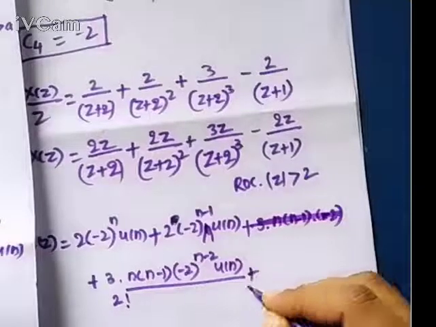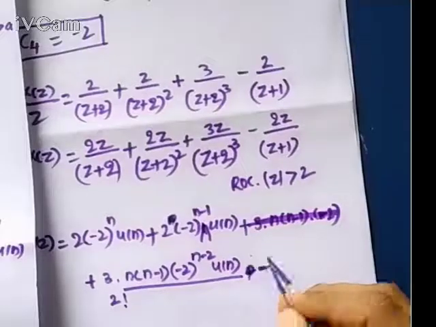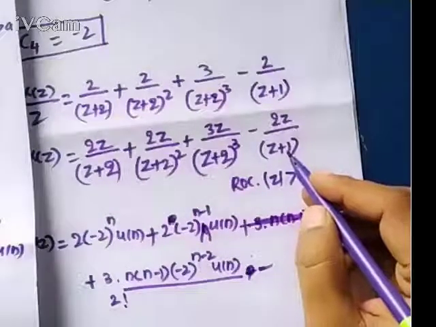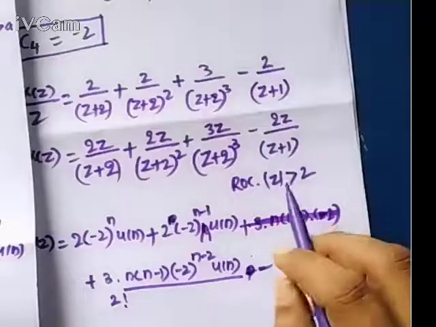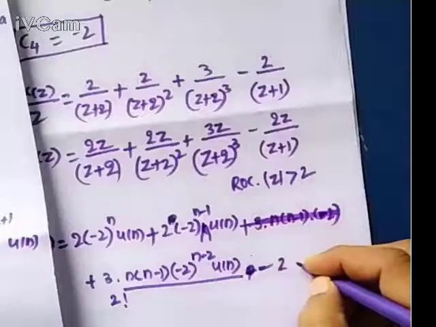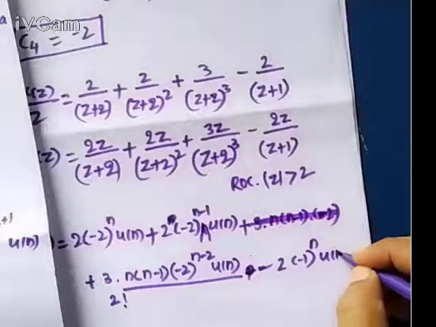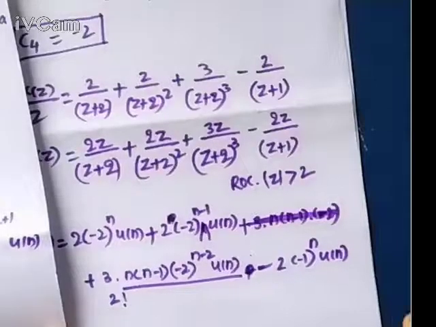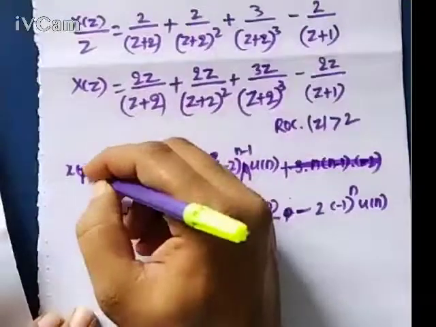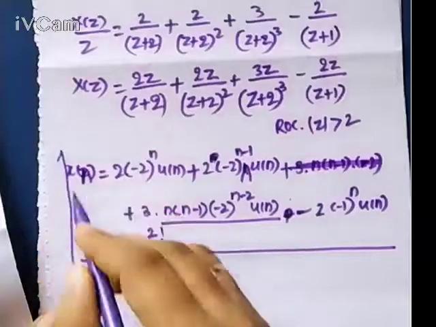Okay, plus the last term, sorry it is minus here, the last term is 2 upon z by z plus a to the power 1. So for this you can say that it will be simply 2 into minus 1 upon n u of n. So this is the x of n, not x of z, this is x of n. I hope it is clear to you.